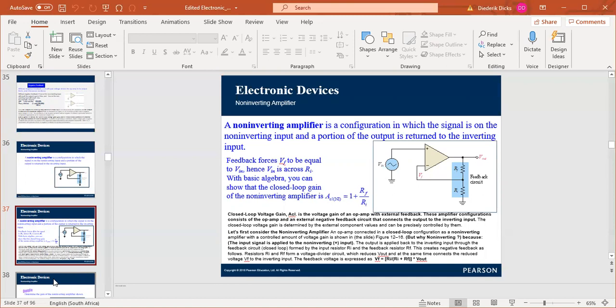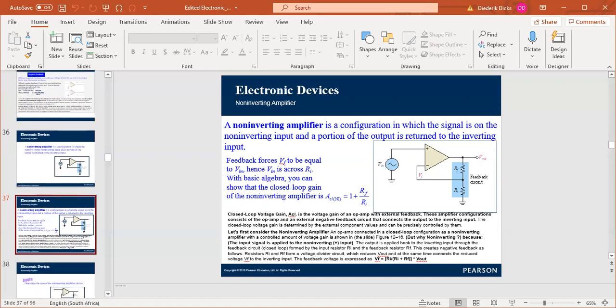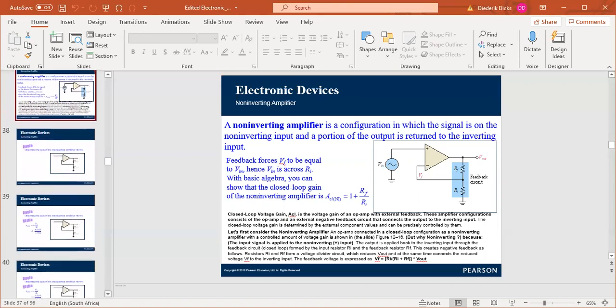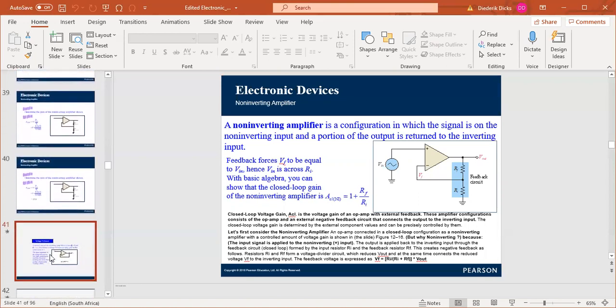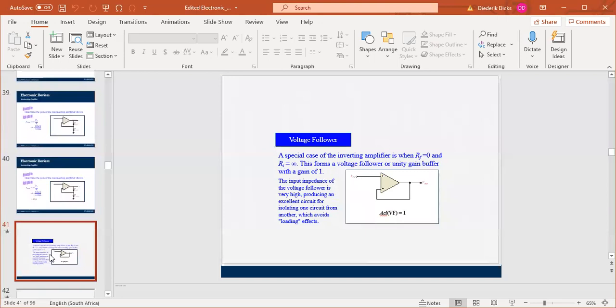Slides 41 to 42 basically indicate the voltage follower. A voltage follower is a special case of an inverting amplifier when Rf is equal to 0 and Ri is equal to infinity. This forms a voltage follower, or unity gain buffer, with a gain equal to 1. The most important features of a voltage follower configuration are a very high input impedance and a very low output impedance.